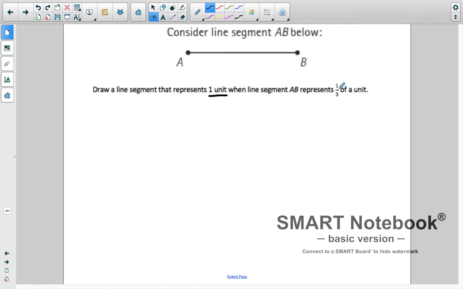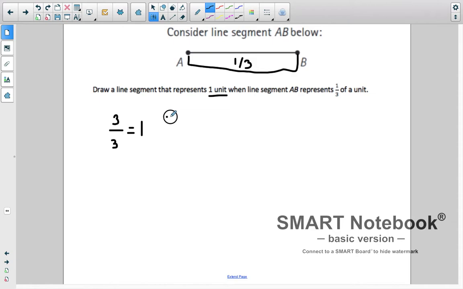What it says in this problem is that this whole entire line, AB, is going to equal 1/3. So from A to B, it equals 1/3. Now it wants us to get to 1 whole, or 3/3, using that line. So how many 1/3 lines do we need to get to 3/3, or 1 whole?